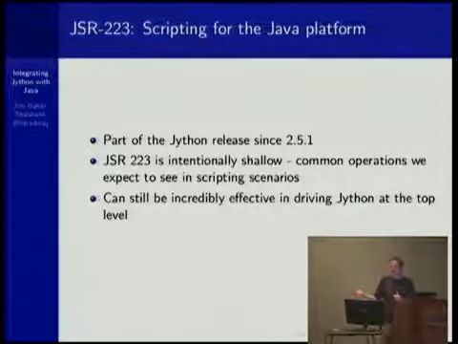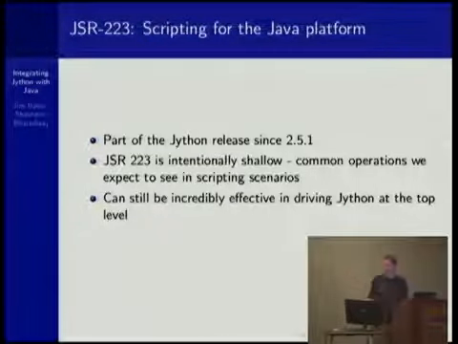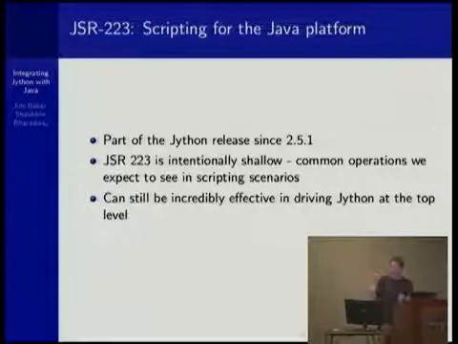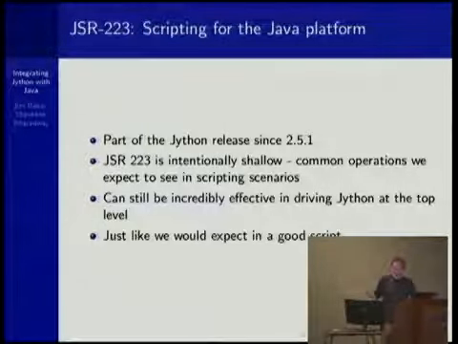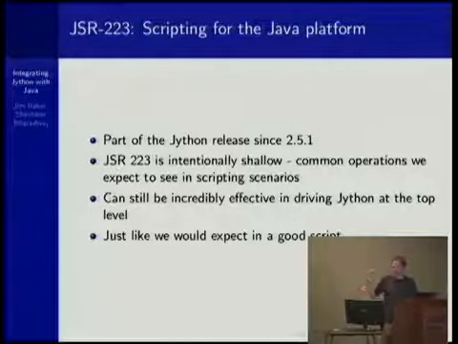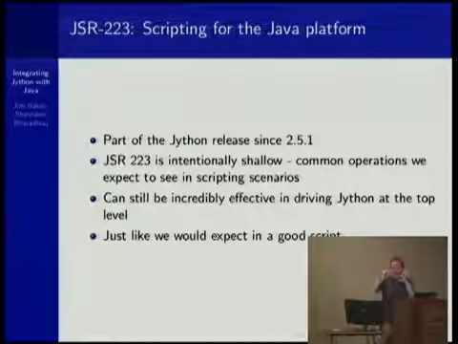So I just made the transition from talking about calling Java from Jython to now calling Python code from Java. Should have had a transition slide, but that's what's going on here. This is sort of what we'd expect in a good script, this sort of top level, you are just calling this thing, it's encapsulated, there's not necessarily a lot of interaction going on.